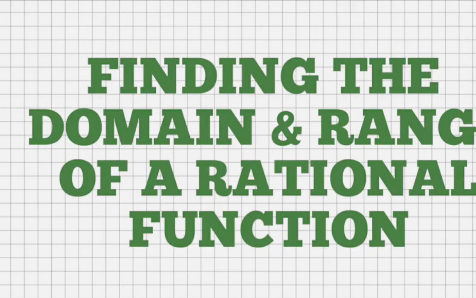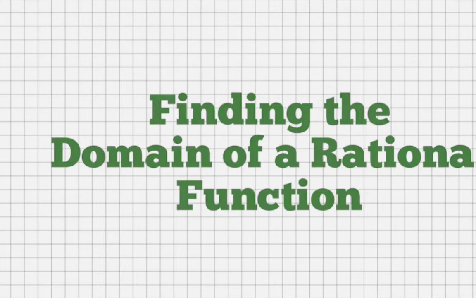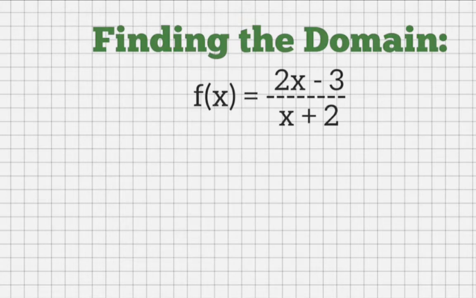Range of a rational function. We know that a rational function is simply a fraction where the denominator cannot be equal to 0. First, let's take up how to find the domain of a rational function. For example, we have the rational function f(x) equals 2x minus 3 over x plus 2.